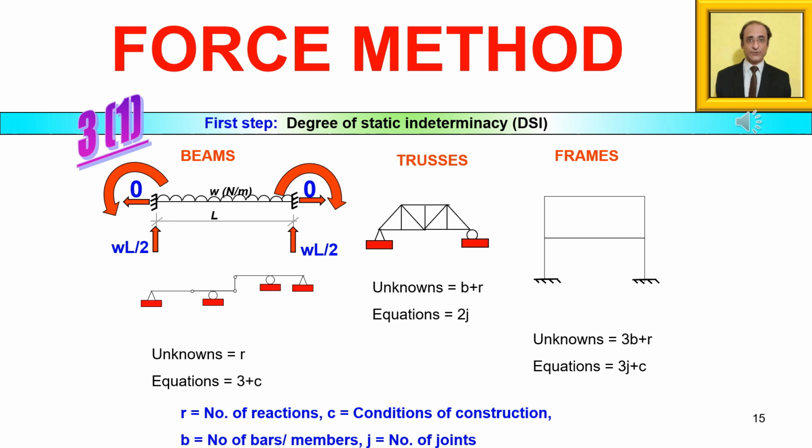Next is a truss. So if you just do the computation, the answer should be 0. Then we have a frame where you do the computation, the answer comes out to be 6. And then we have a beam again with internal conditions of construction. So this particular beam has 3 internal conditions of construction which can be identified very easily, 1, 2 and 3.